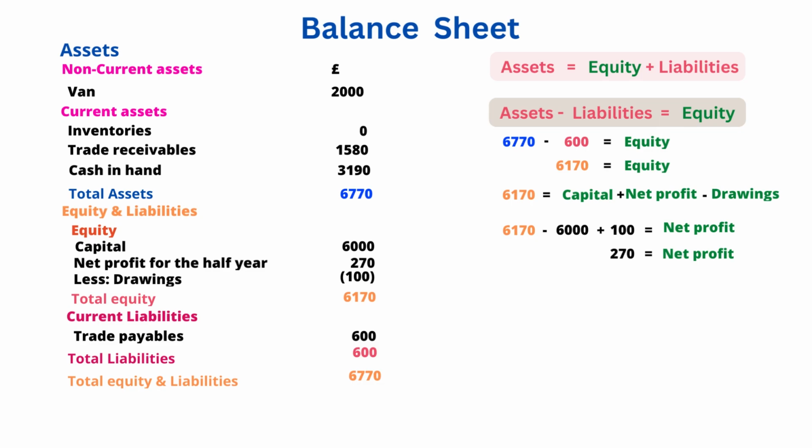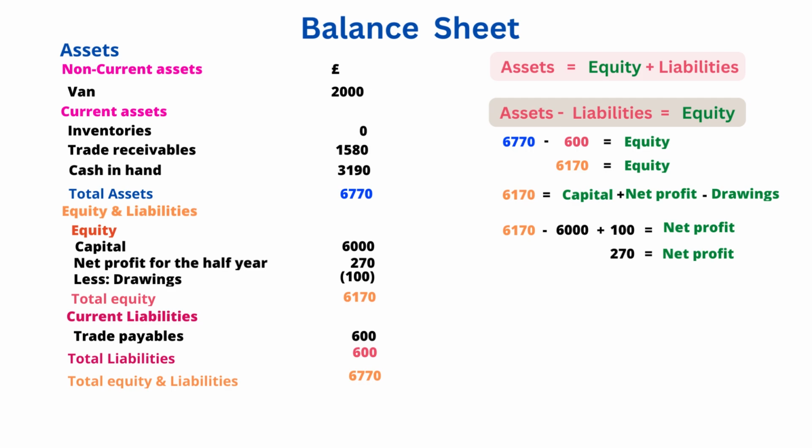The first one is capital. We have 6,000. Net profit, we have £270. This amount came from the profit or loss statement, but I will show in a moment how to find out net profit through the balance sheet. So stay with me to find out more.